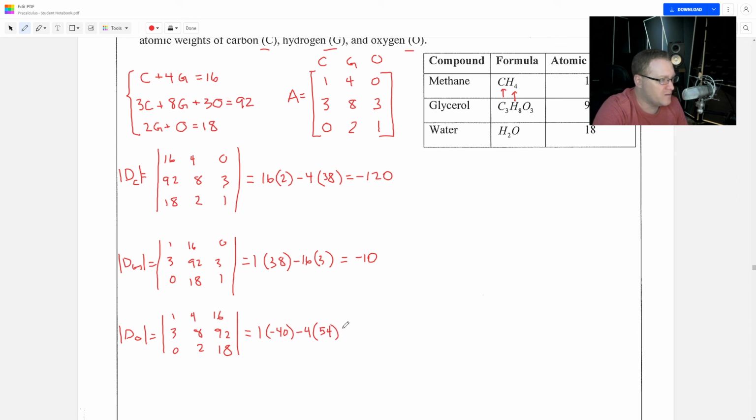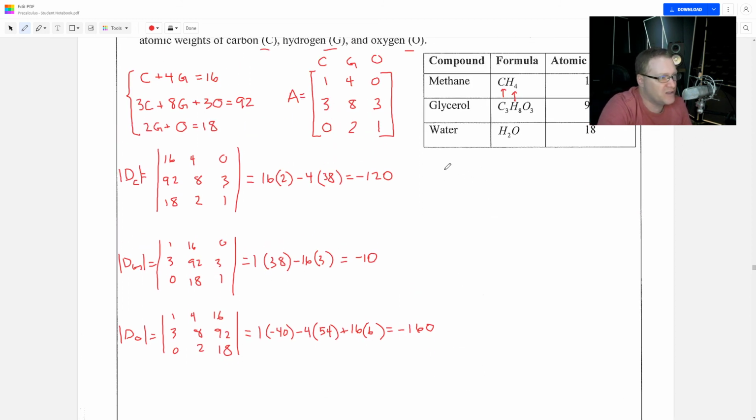All right, and then finally, we're going to plus 16, this one, times, and then we're going to take the determinant of this, which is 6 minus 0. So it's just 6. All right, so we can now calculate this. I'll use a calculator again. We're going to have negative 40 minus 4 times 54, and then we're going to plus 16 times 6. And we get negative 160. Negative 160.